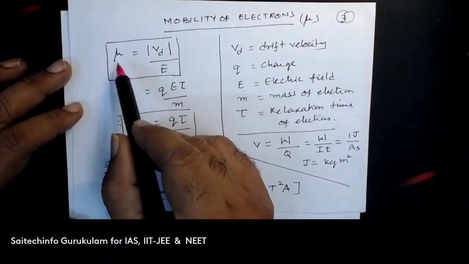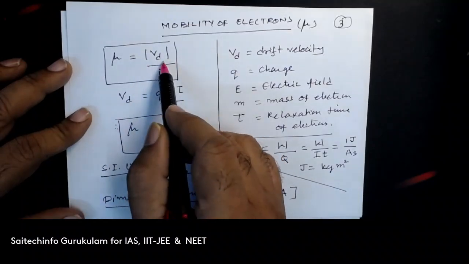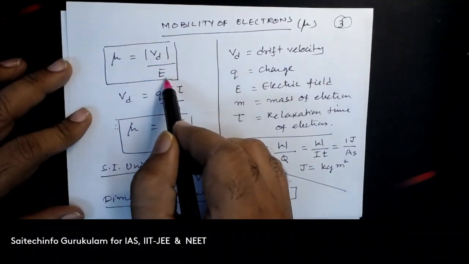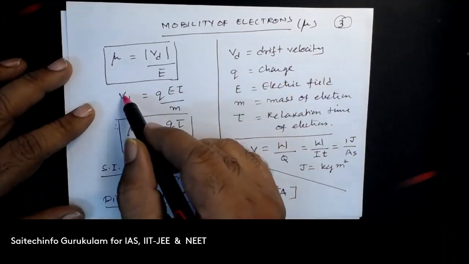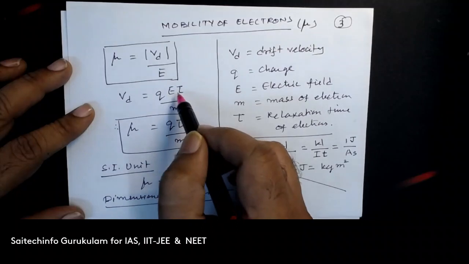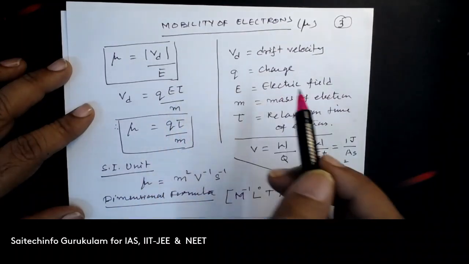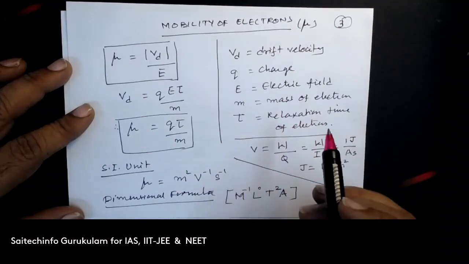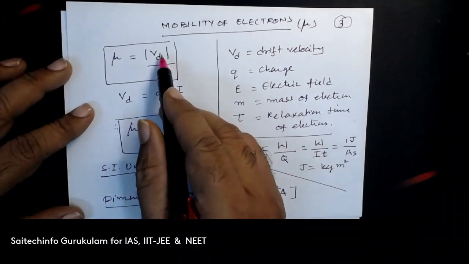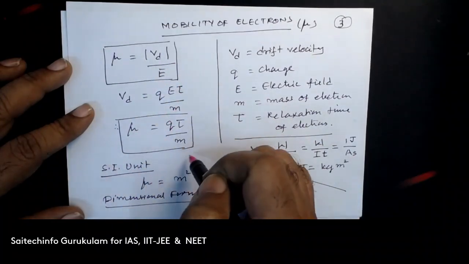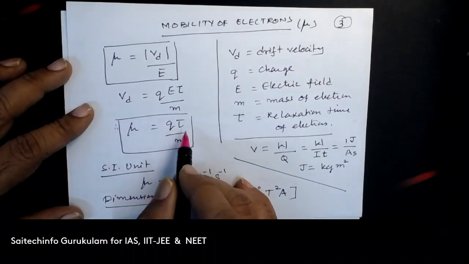As we already discussed, it is given by the equation mu is equal to modulus of Vd, the drift velocity, divided by electric field. We know already Vd is nothing but Q into electric field E into tau, that is the relaxation time of electrons, divided by m. So we can replace this and get another equation like mu is equal to Q tau divided by m.